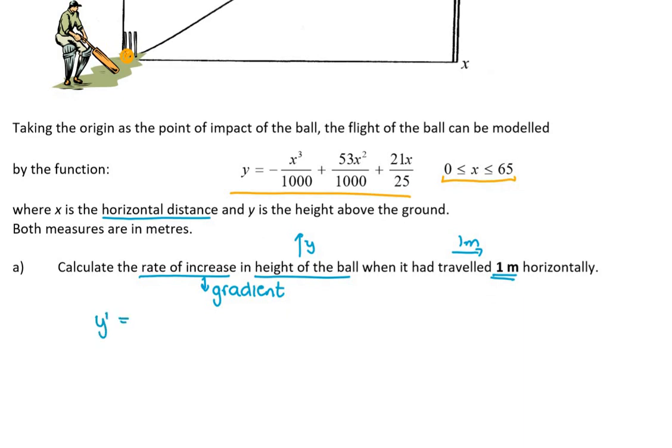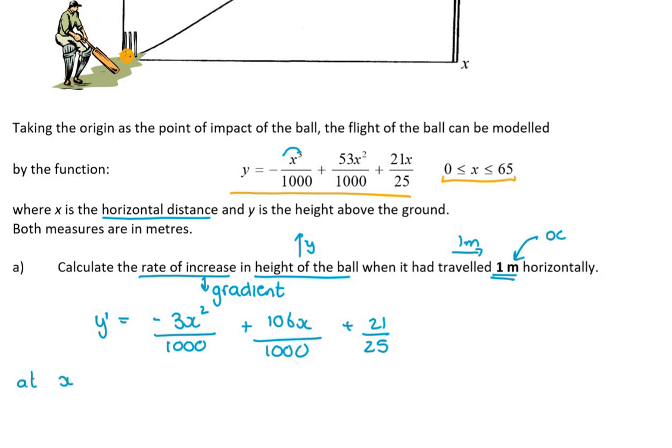Y dashed is, bring down your minus 3x squared over 1000 plus 106x over 1000 plus 21 over 25. Now they didn't ask you just for your gradient, they said when you traveled 1 meter horizontally. So basically they're saying, what is your gradient when x is equal to 1? So y dashed would be, unfortunately, if x is 1, sorry, I shouldn't have written x. If x is 1, it pretty much disappears, really. So that should be really easy for us to work out.